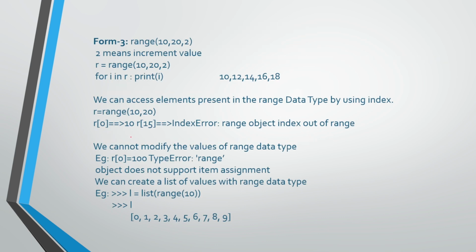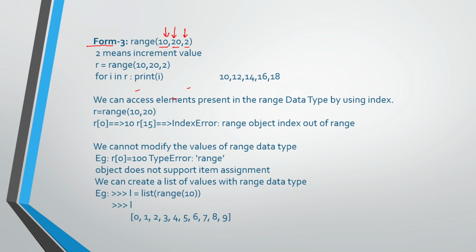There is another form of range you can see. There are three things here: range of 10, 20 and 2. This is the starting number, this is the ending number, and this is the increment. How much increment do you want when you are printing the numbers? So 2 means the increment value.